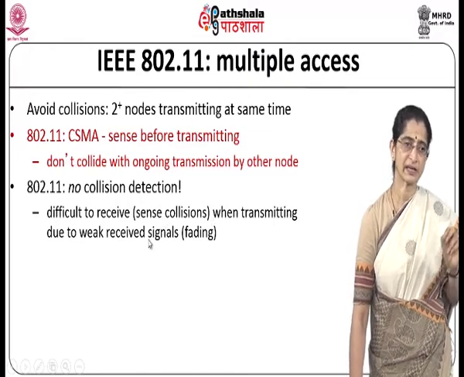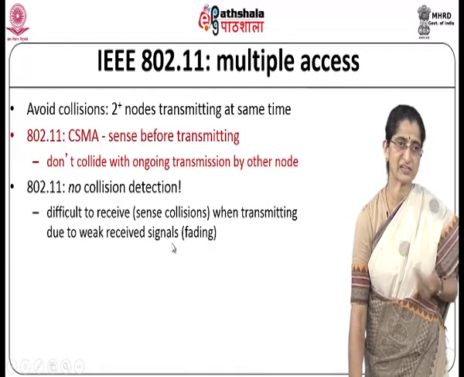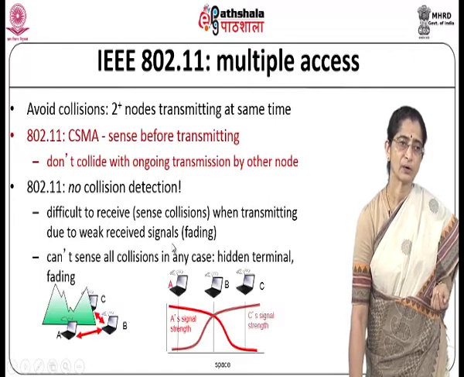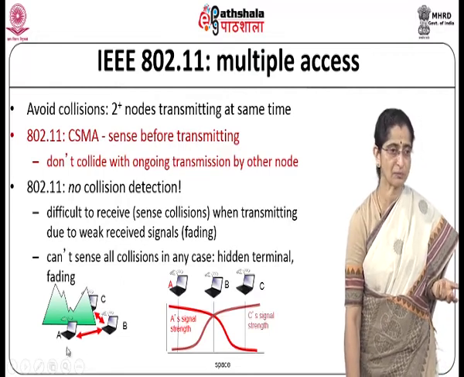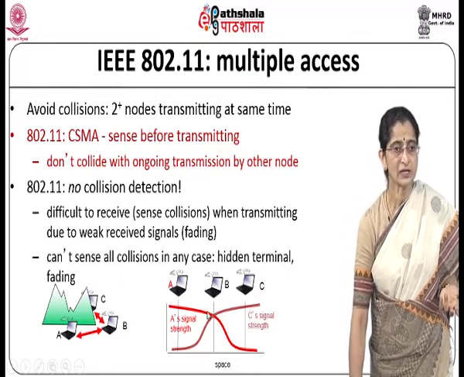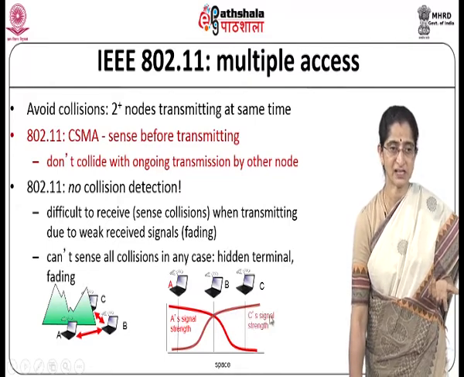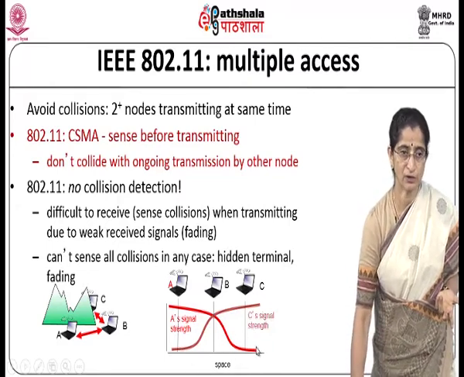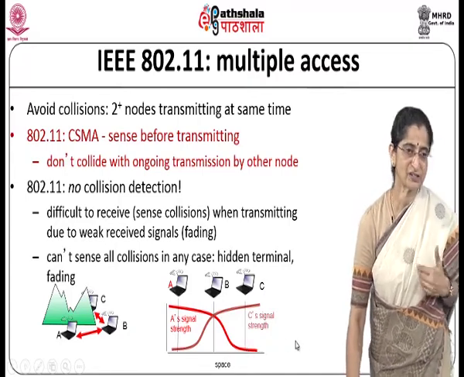That is because, as we saw, of reasons like fading, the attenuation of the transmitted signals, and we also looked at the hidden terminal problem. You can't sense all collisions. You can't really tell if A is transmitting while C is transmitting data. C cannot hear A's transmission. So you can't do collision detection, so we need to do something else.